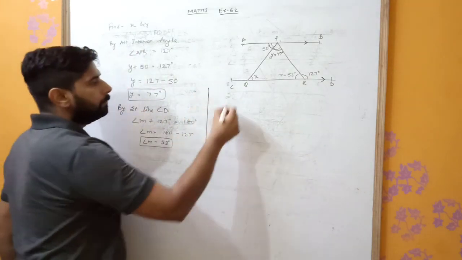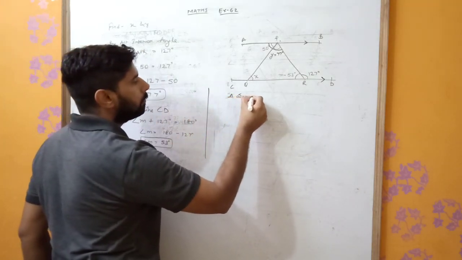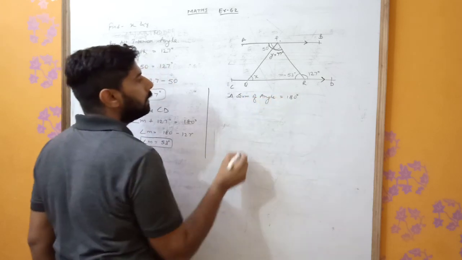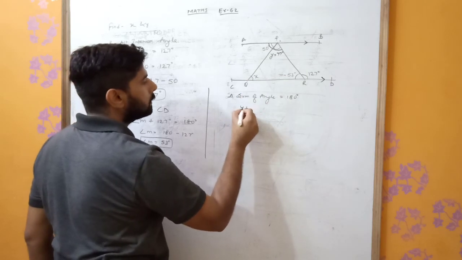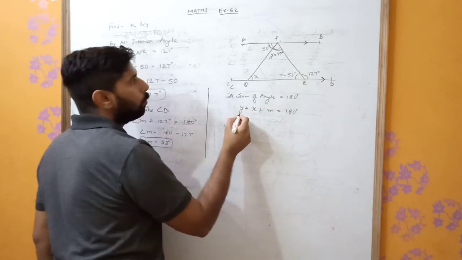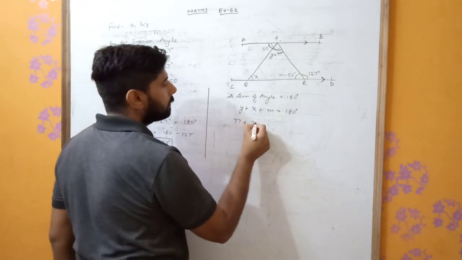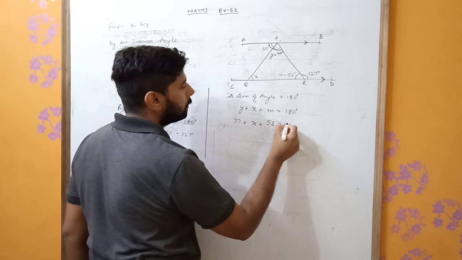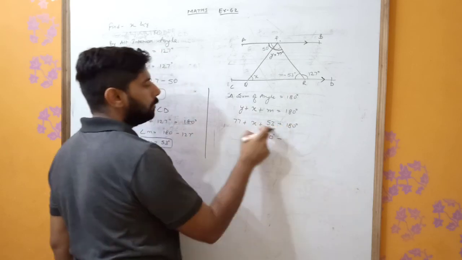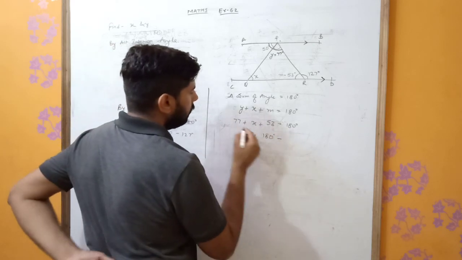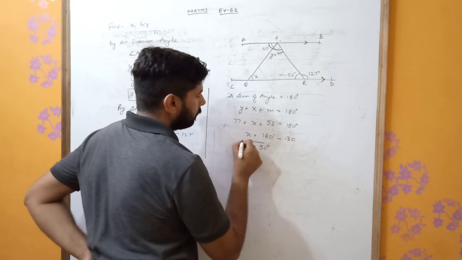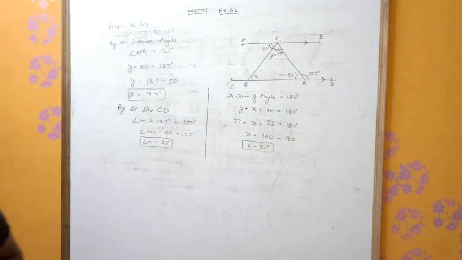The triangle sum of angles is equal to 180 degrees. So Y plus X plus m is equal to 180 degrees. So Y is 77, X plus m is 53, equals 180 degrees. X is equal to 180 minus the sum of these two. What will it be? 130. X equals 50. So that is our answer.